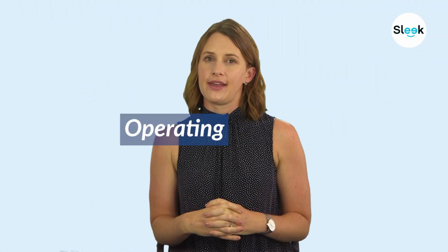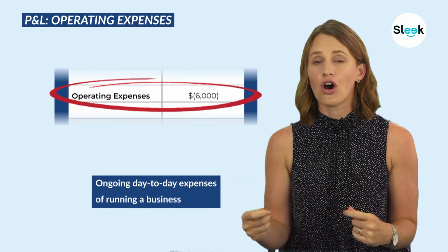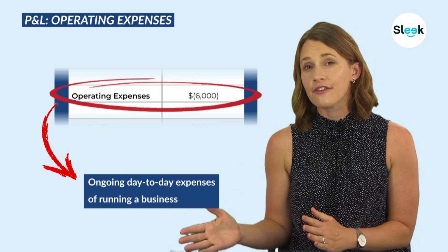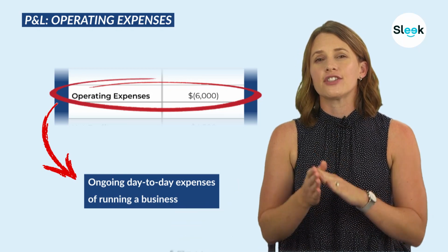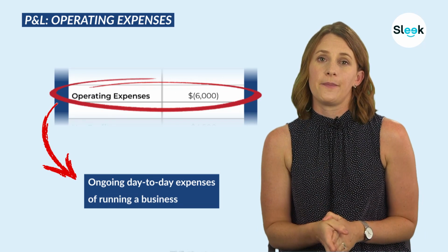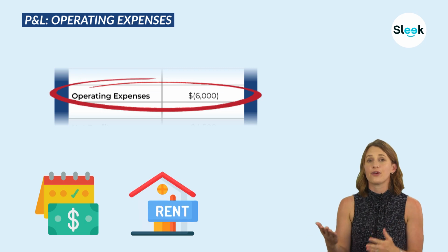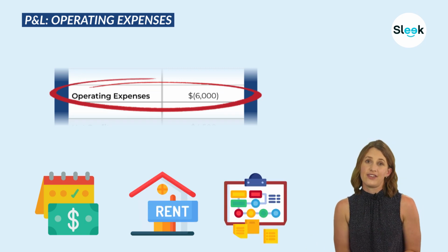Next is operating expenses. So what are they? Operating expenses are the ongoing day-to-day expenses of running a business. They differ from cost of sales because they are not directly linked to earning income. Some examples include fixed salaries, rent, depreciation, or marketing and advertising.